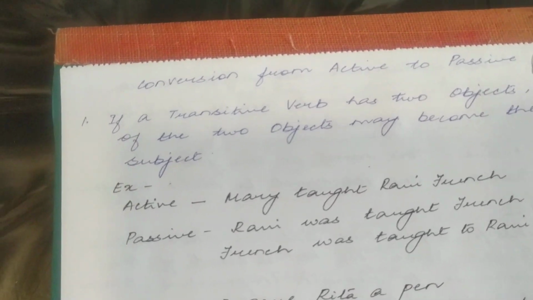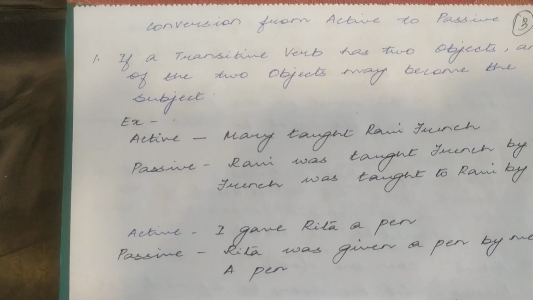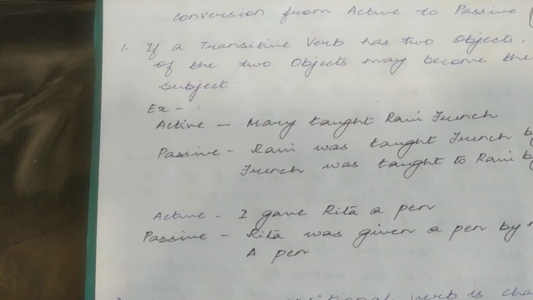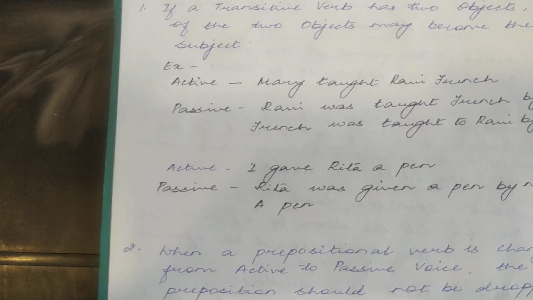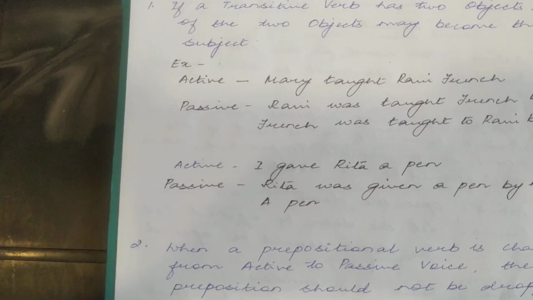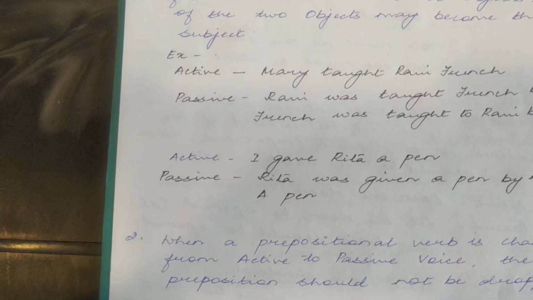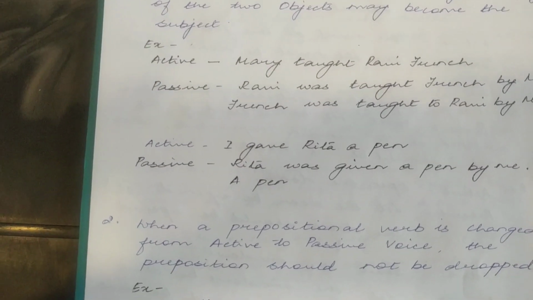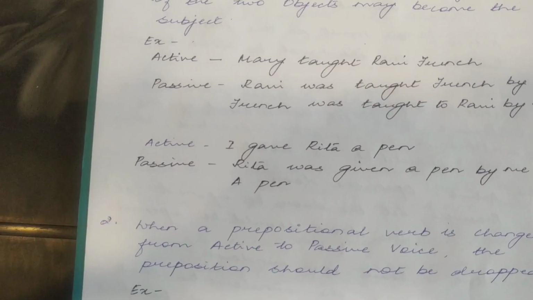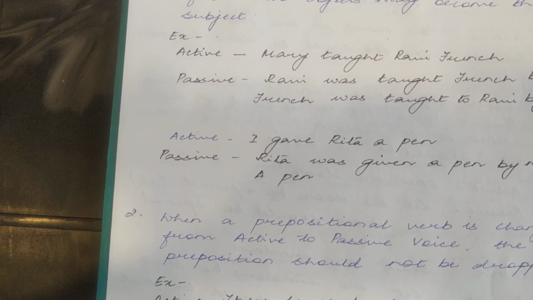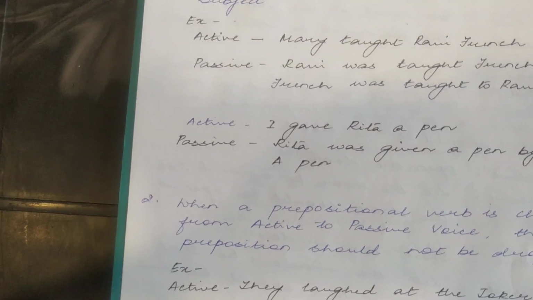And now we have a few rules which we follow with conversion from active to passive. The first one: if a transitive verb has two objects, any of the two objects may become the subject. We see the example, Mary taught Ravi French. Here, Ravi and French both become the object. So the active voice can be transferred to passive as follows: Ravi was taught French by Mary, or French was taught to Ravi by Mary.